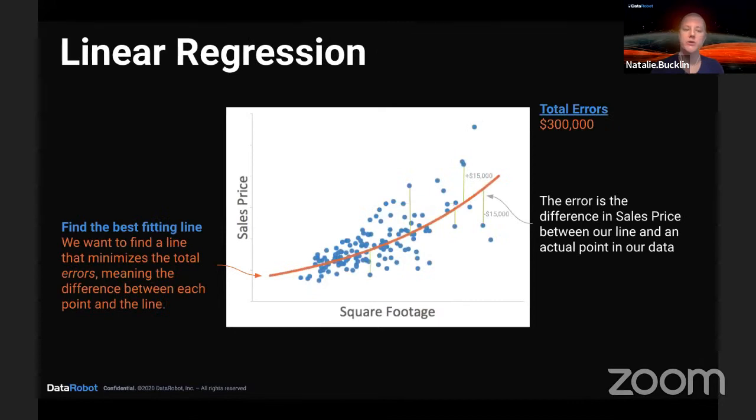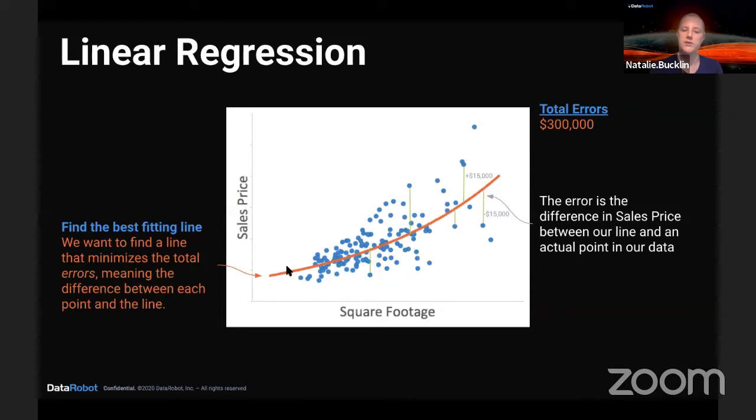So an actual example of this algorithm is called linear regression. And we're going to walk through how we can use linear regression to predict a number. So let's look at that line again. How do we come up with this line? What we do is we want to find the line that fits our data best. So what does that mean?